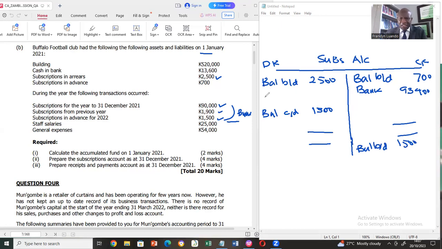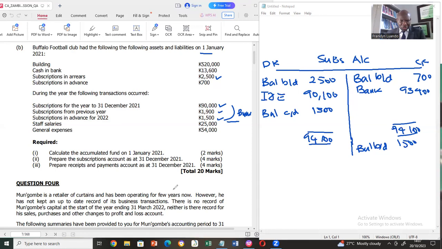Then the balancing figure here is what will go to the income and expenditure. Total there, 94,100, which is brought on the other side, 94,100. Then the balancing figure there is 90,100. 90,100 is what we are going to take to the income and expenditure. So this is how the subscription account would look like.